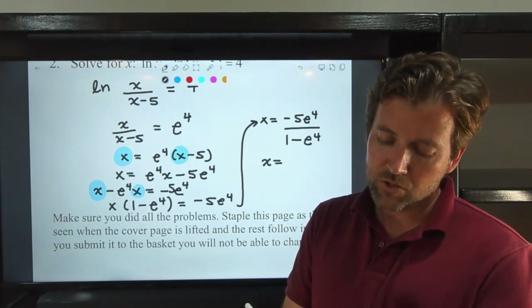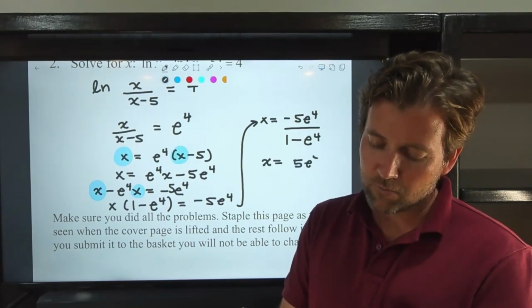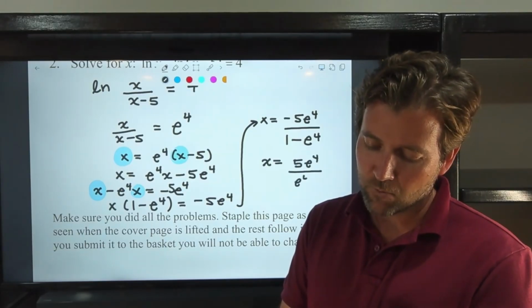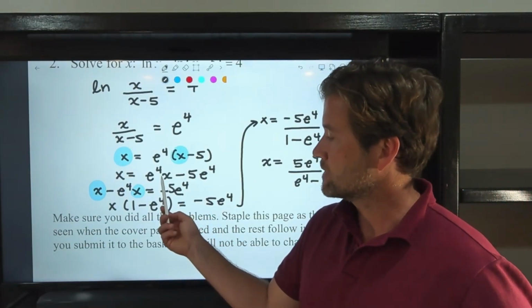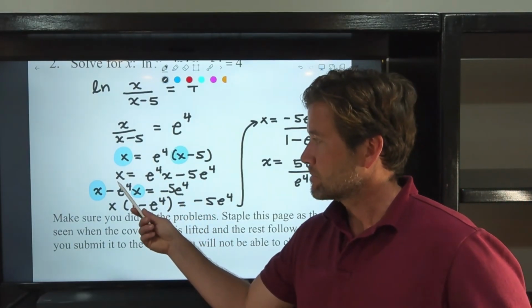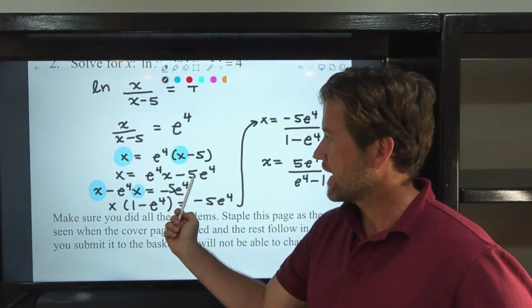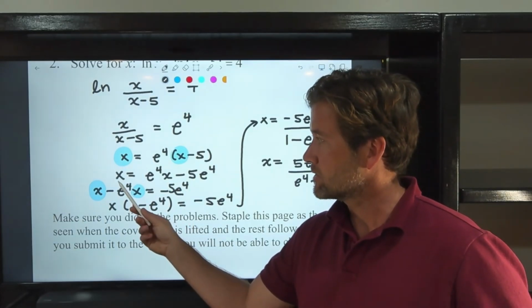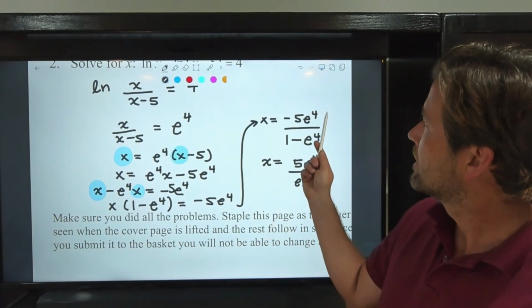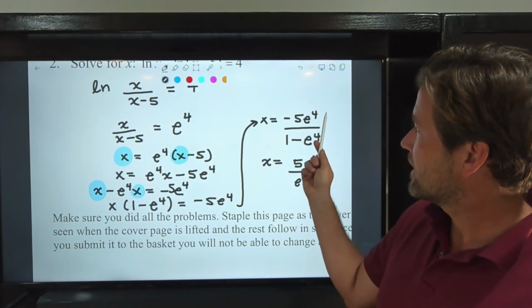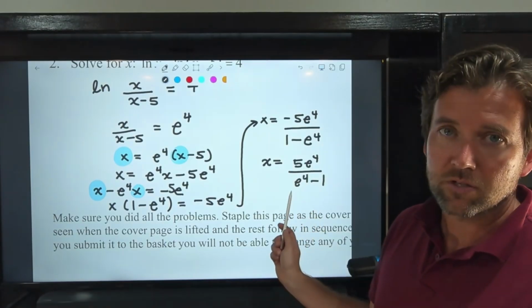Now in my solutions, I have 5e^4 divided by e^4 minus 1. What I had done when I solved this was I actually subtracted x from both sides and then added 5e^4 to both sides. And then I ended up solving for x, but these are the same. If you multiply the numerator and denominator both by -1, you get this solution here.